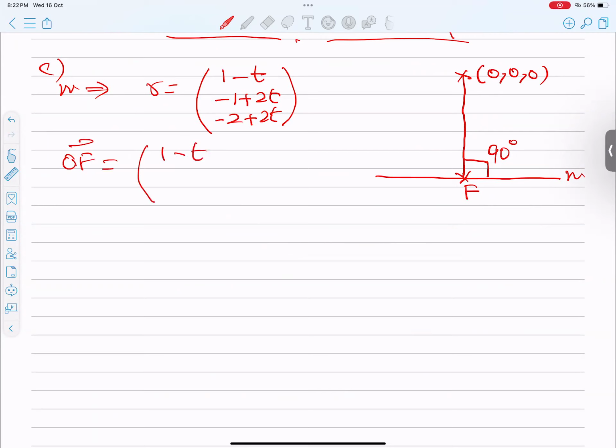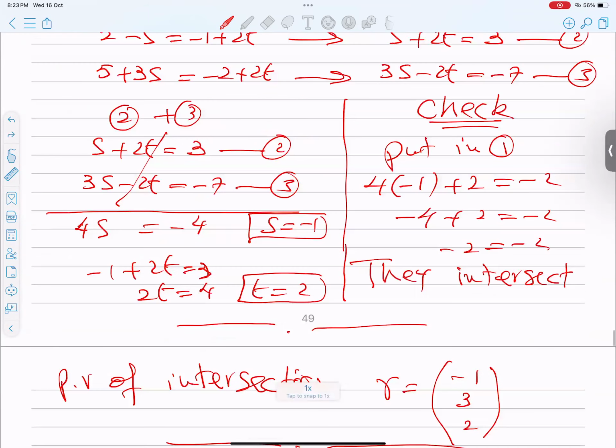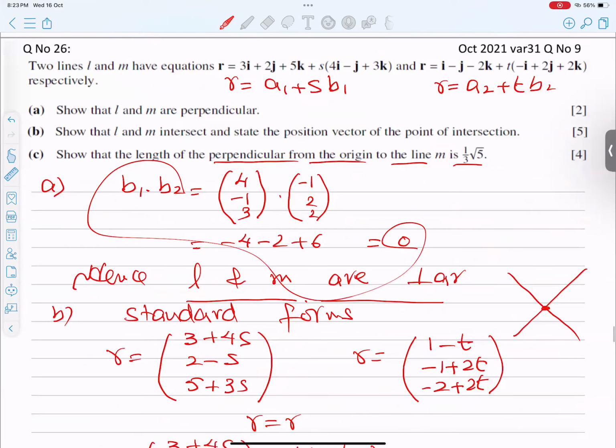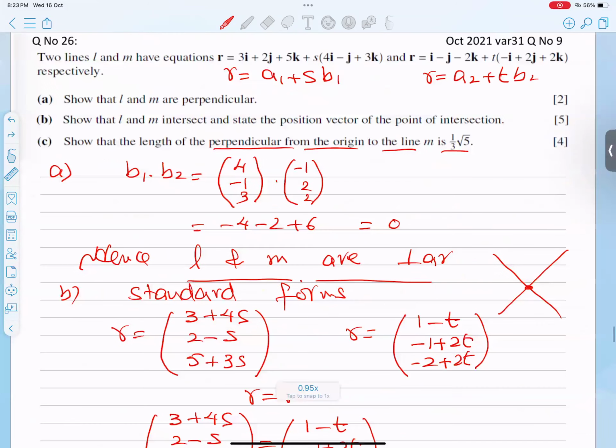OF is 1 minus t, -1 plus 2t, -2 plus 2t. Now, what is the plan? Because of the 90-degree angle, students, you know it very well. I discussed it even in the first part. Whenever they are perpendicular, the dot product must equal 0. And that plan I can use even here.